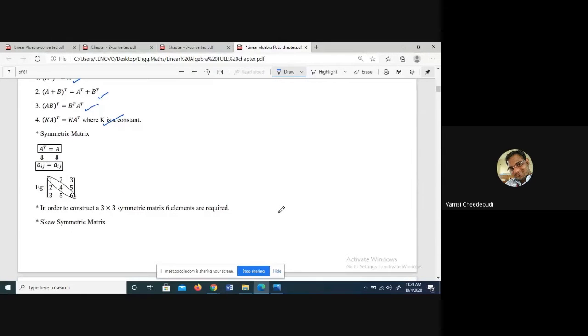Let's see the symmetric matrix. Now let us see the symmetric matrix.